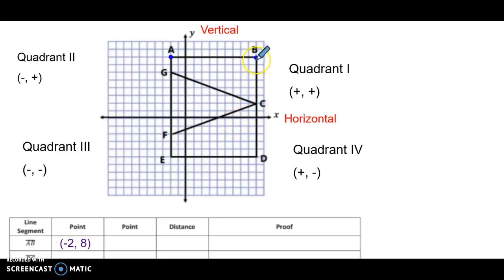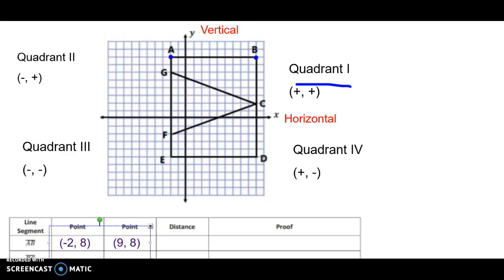Now we're going to look at our point B. It's our second point. And we're going to see that it is in quadrant 1. And so we know our x and y coordinates are positive. So we're going to go 1, 2, 3, 4, 5, 6, 7, 8, 9. So our x coordinate would be 9. And then going up, we're going to count 1, 2, 3, 4, 5, 6, 7, 8. So our y coordinate is 8. Now that we have located both of our points, A and B, we can find our distance.